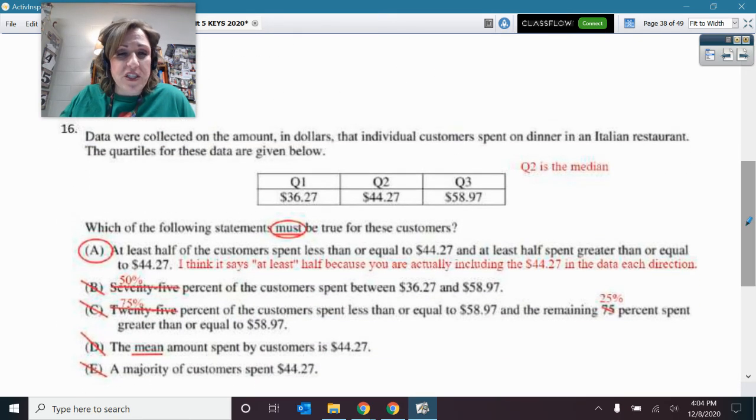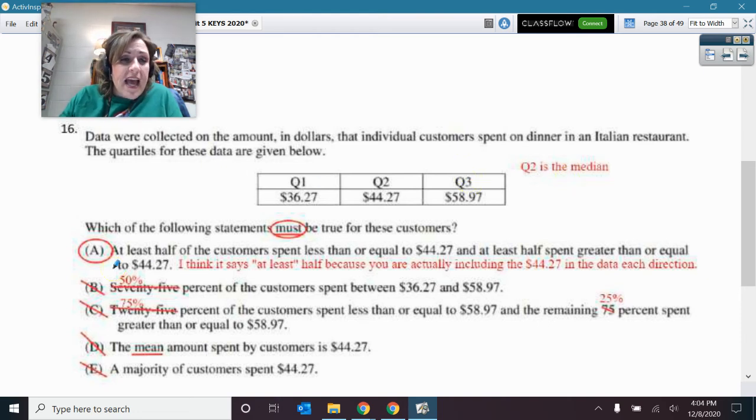And 16, which of these must be true? So here we have these items here. And so, of course, I can do my fences, or actually, I think this is going to be talking about quartiles again. So do you remember how 25% of the data is below Q1? 25% of the data is between Q1 and Q2. 25% of the data is between Q2 and Q3. And 25% of the data is above Q3.